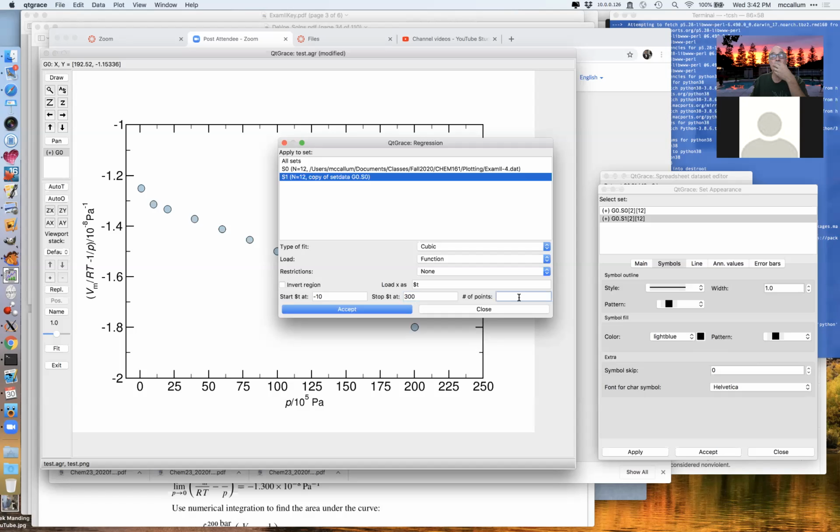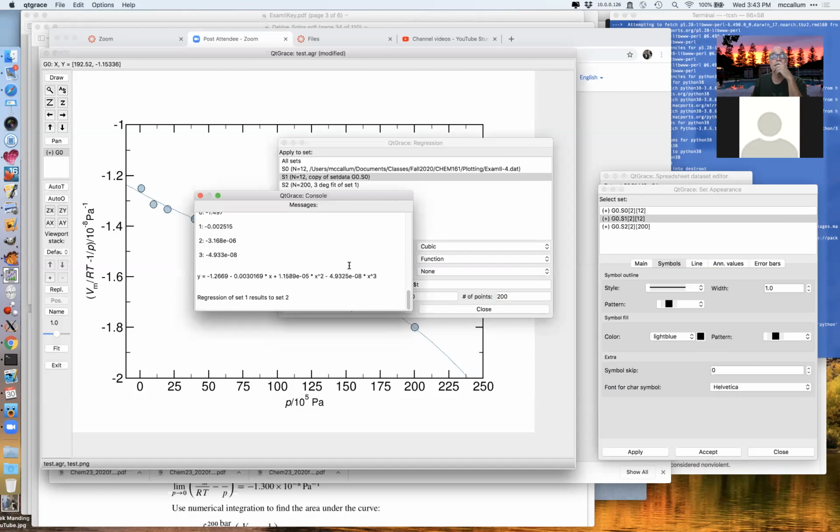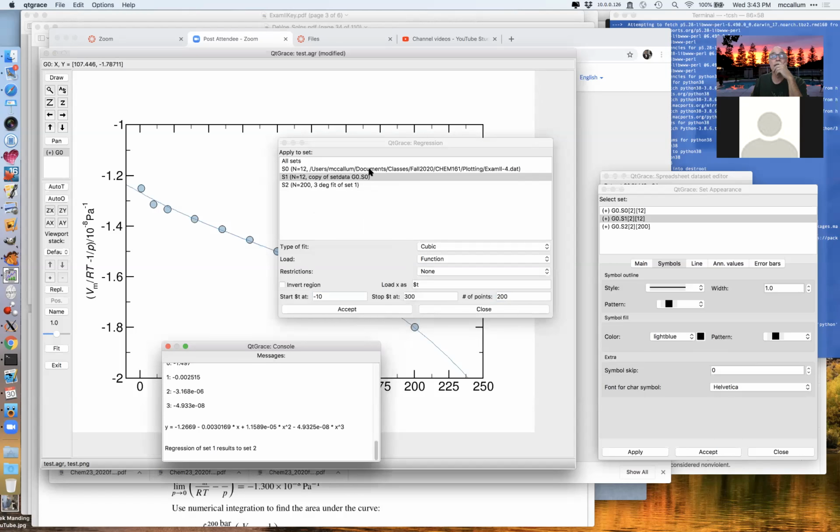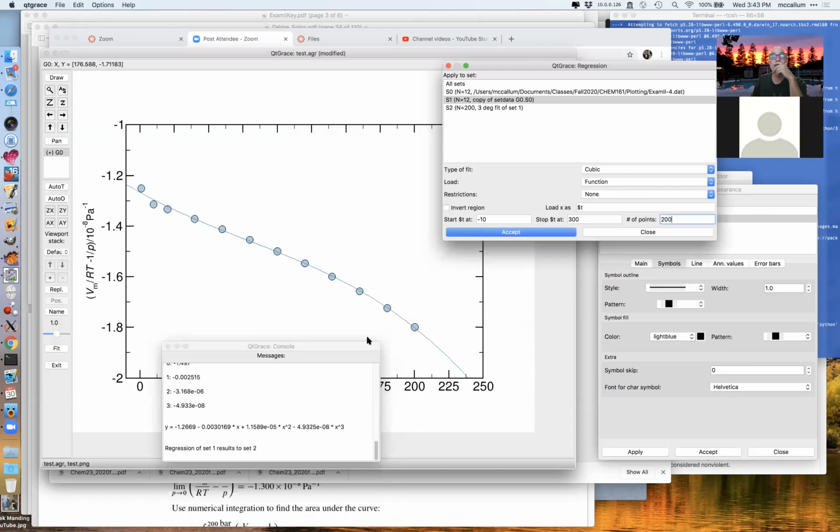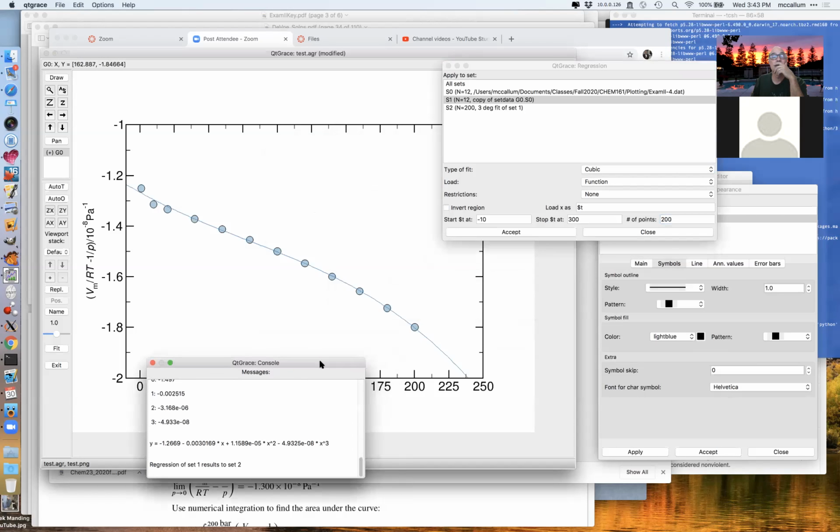And then you say number of points. If it's linear, then you only need 2 points. But if it's a function, I usually say like 200, and that makes the line look like a nice curve. And then you say accept, and you see what it does. Well, that looks pretty good. That looks like a pretty good fit. And here's your equation, right? So this is your function.